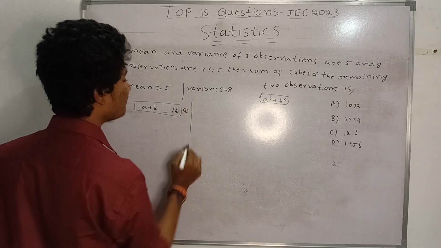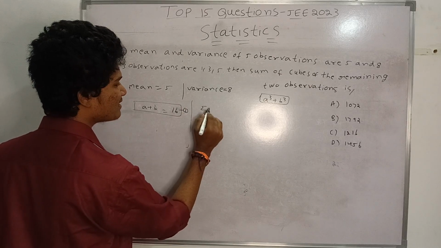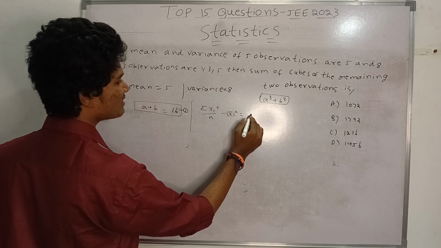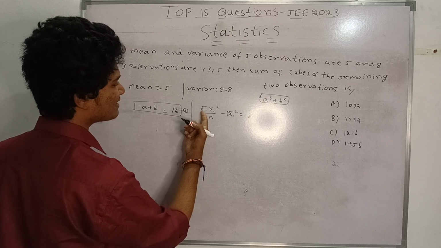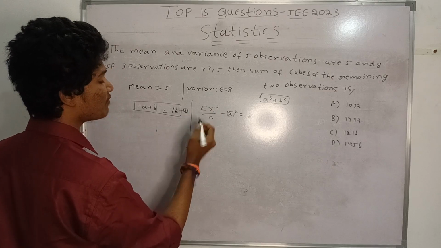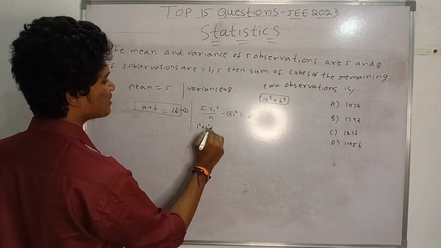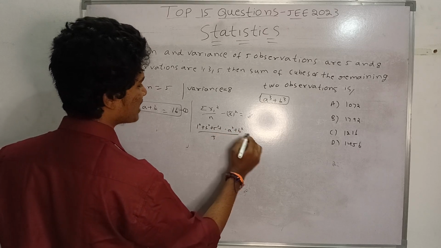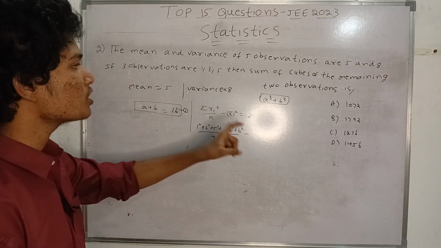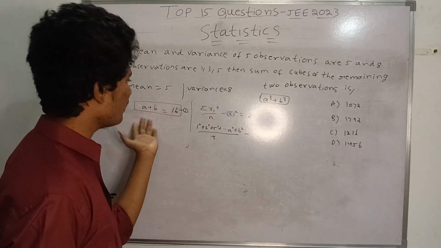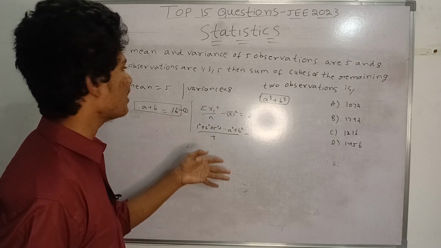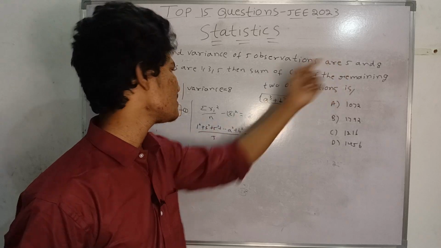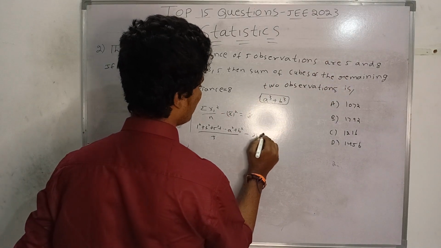And next, in the variance equation, what can we do? Variance is sigma x square divided by n minus x bar whole square, equal to 8. And what is sigma x square? Squares of each and every observation: 1 square, 3 square, 5 square, a square plus b square, divided by 5, minus x bar whole square. Don't work it out again as we did here, because it is difficult for you. You can simply replace the mean, because the mean is already known to us, that is 5. What is 5 square? That is 25, equal to 8.